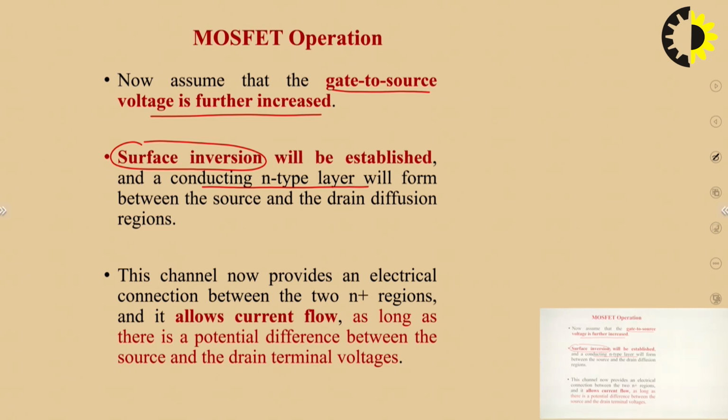Now, as the channel exists between source and drain at a positive gate voltage, it allows the flow of current between source and drain if there is a potential difference. If there is a potential difference between the source and the drain, then the current will flow through the channel.